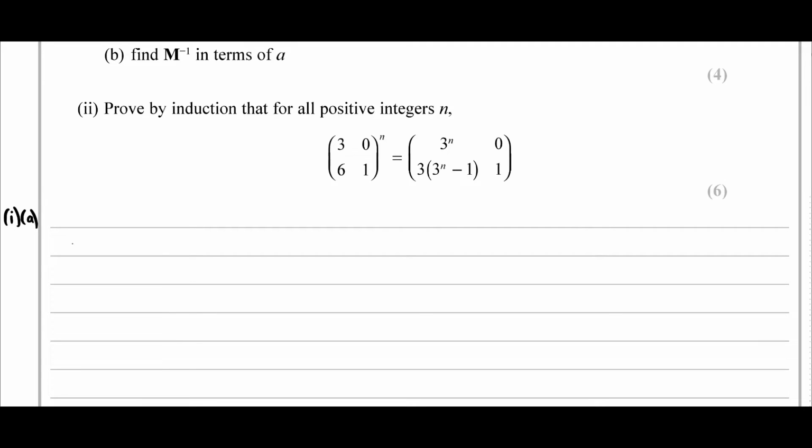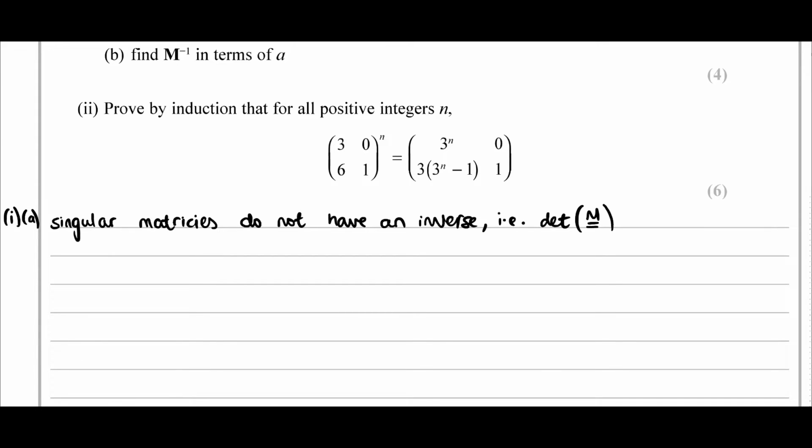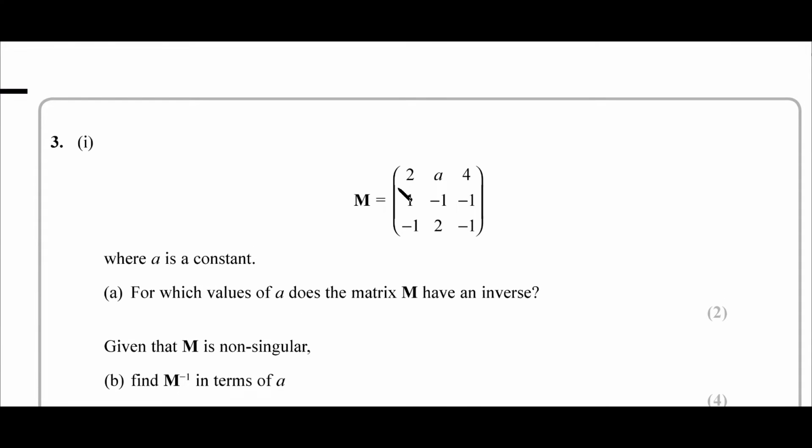First of all, singular matrices do not have an inverse. In other words, the determinant of the matrix M is equal to 0. And we know what the matrix M is. And what we have to do in this question is find out the determinant.